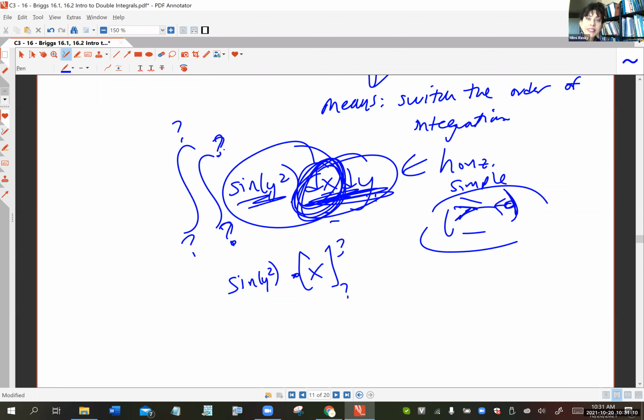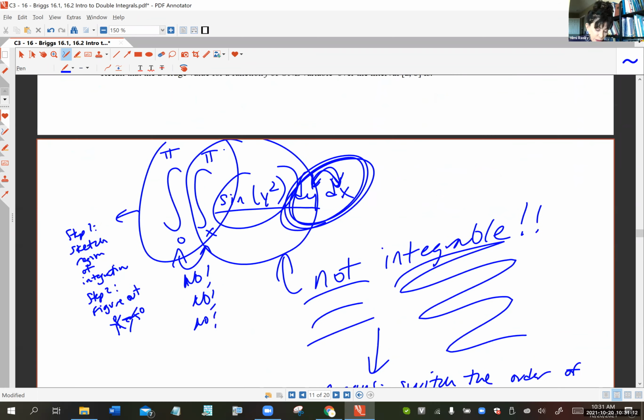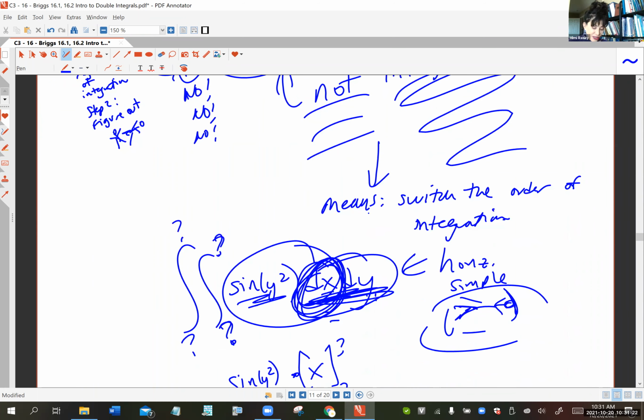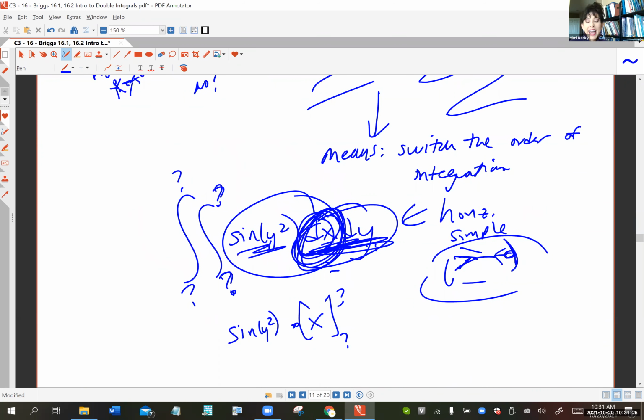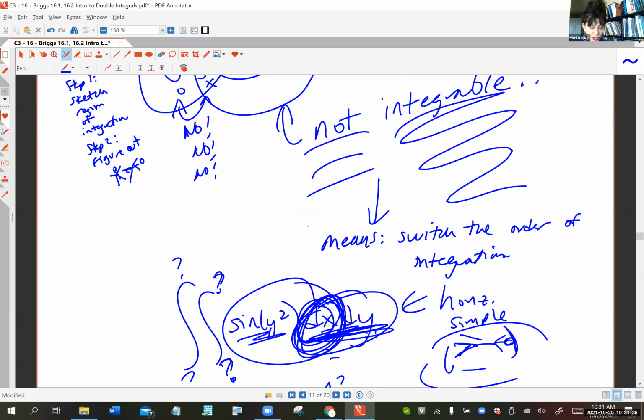So my point is, when we left it in the original order of integration, when it was dy dx, you can't integrate sine of y squared with respect to y. No can do. But if we're trying to integrate sine of y squared with respect to x, since sine of y squared is a constant multiple, you can integrate. And that's the beauty of switching the order of integration.